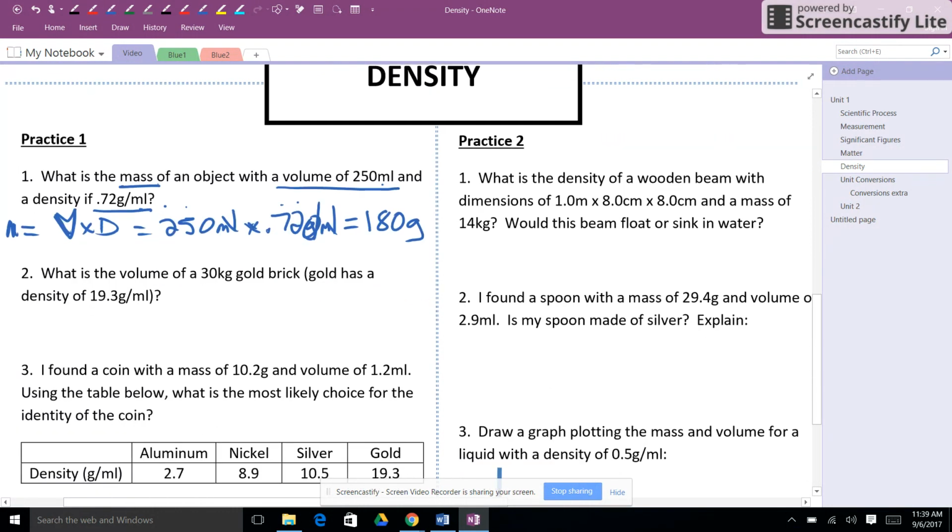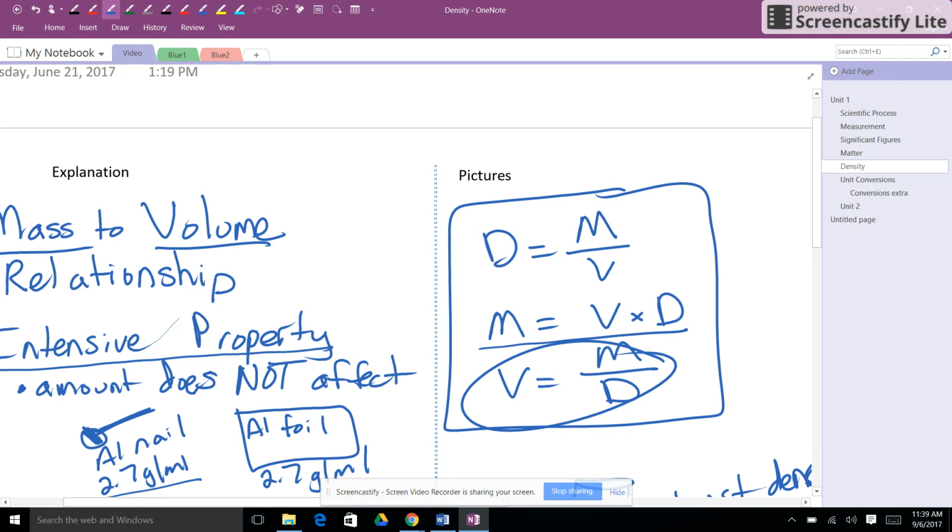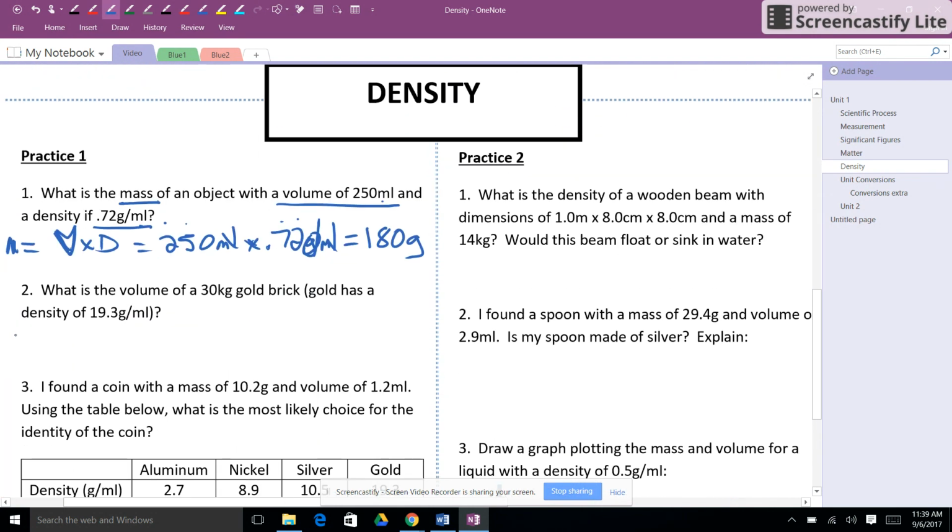Okay, now second one, what is the volume? So we're looking for volume. So volume equals mass divided by density. Now let's check out these units again. What is the volume of a 30 kilogram gold brick? And gold has a density of 19.3 grams per milliliter. I think it actually might be 17.3, but we'll go with 19.3. So I notice now grams and kilograms, these units do not match, and that is not okay to use in a calculation. I need to convert one of the two. I'm going to remember that the prefix kilo refers to 1,000. So I actually have 30,000 grams of gold and divide that by the density.